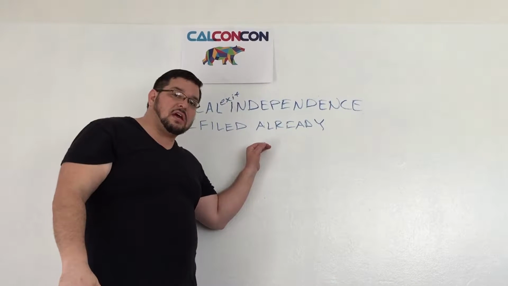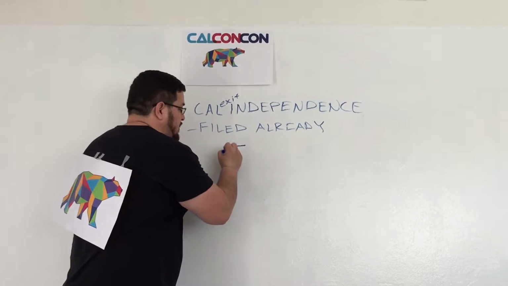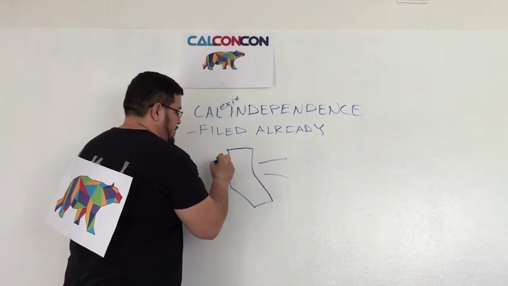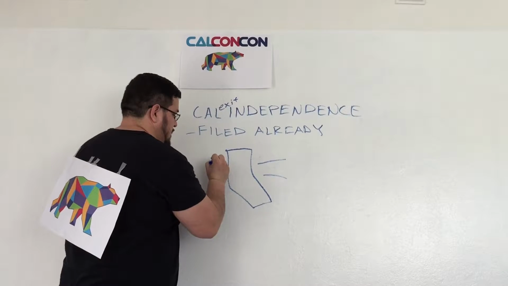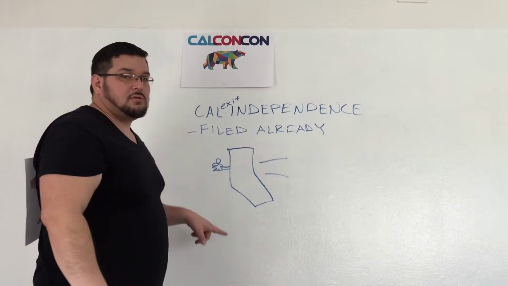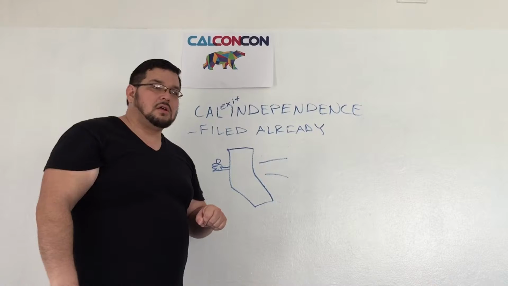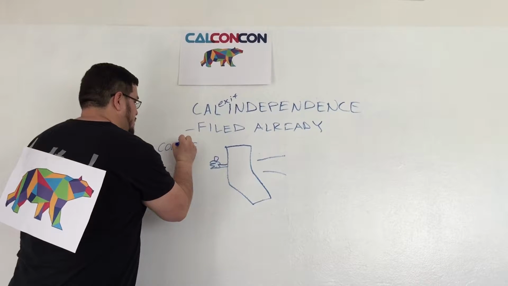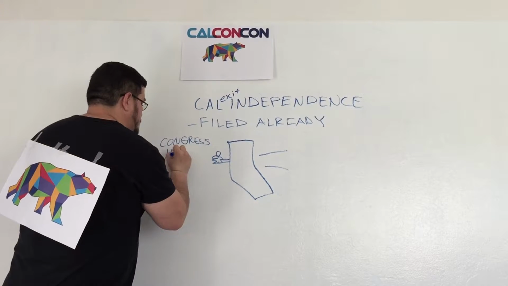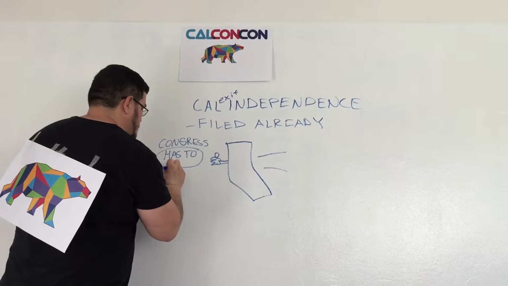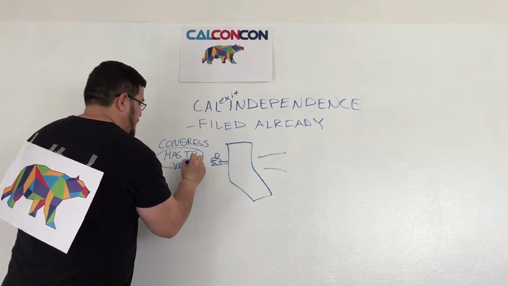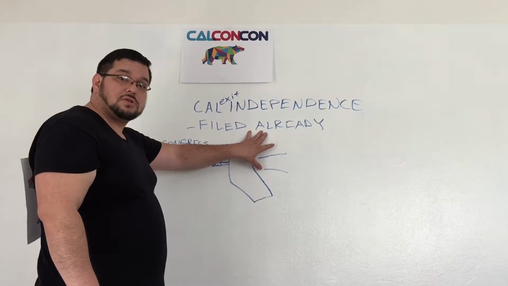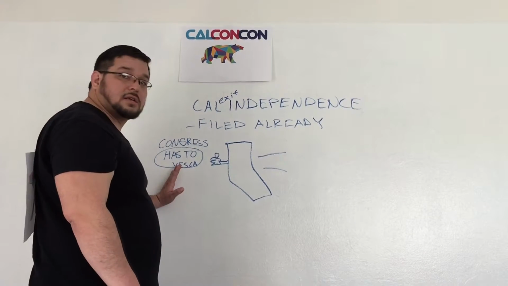However, even if California votes to say, we want to leave, we're out of here, big thumbs up, right? They can't do it unless the Congress says so. The American Congress has to say yes, California, you can leave. Even if California votes on this initiative that's already filed, it still has to have the Congress say yes.